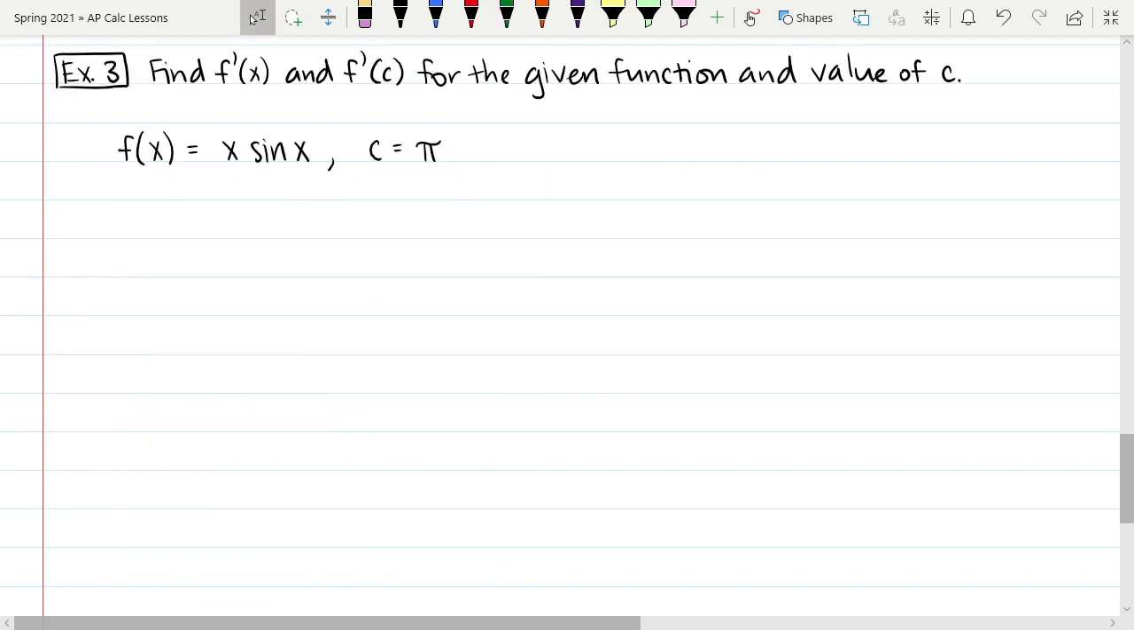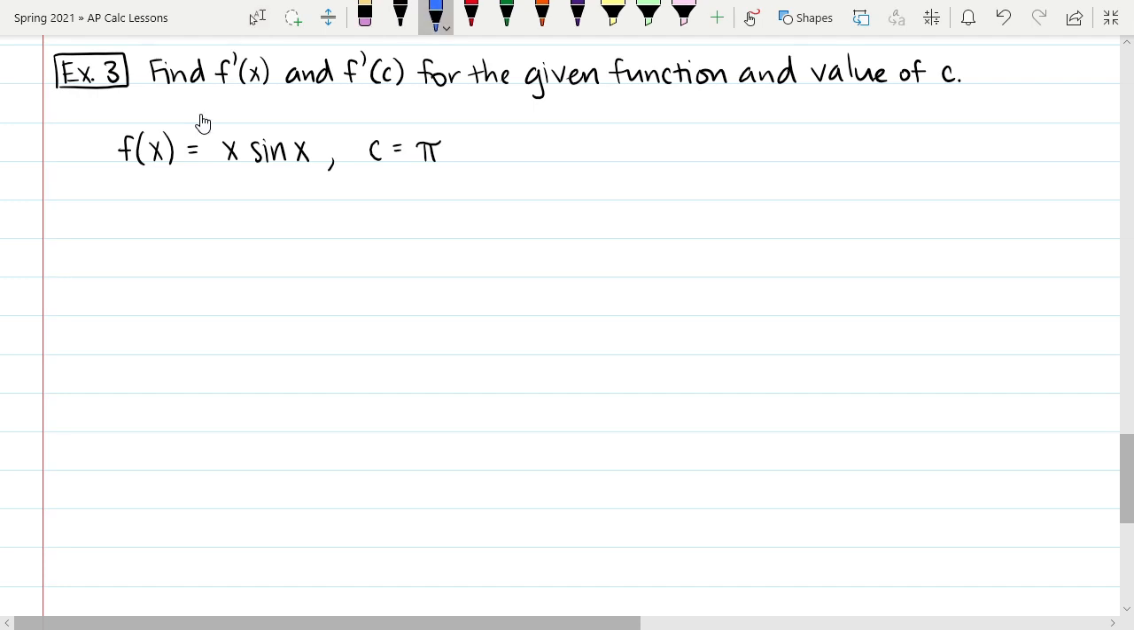All right, so we're going to find f prime of x and f prime of c for the given function and value of c. So we've got f of x equals x times the sine of x. So again, we've got a product there. And the value of c we're talking about is pi. Well, to find f prime of pi, first I need to find the expression or the equation for f prime of x.